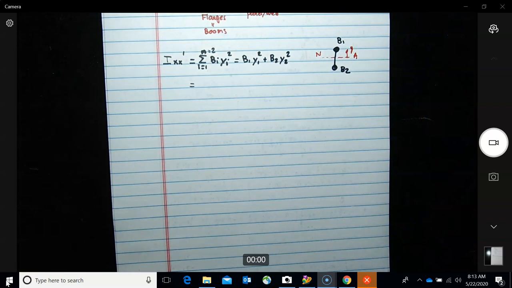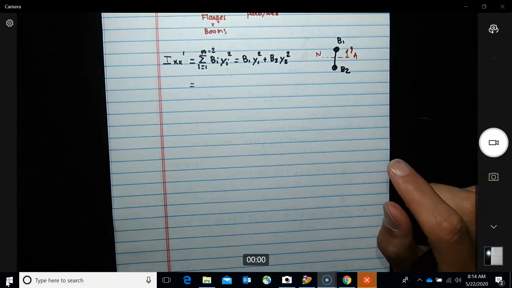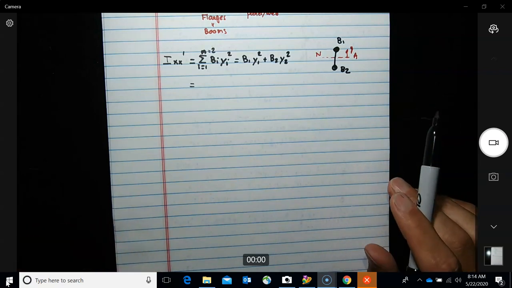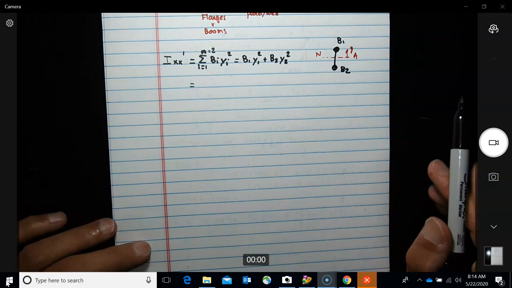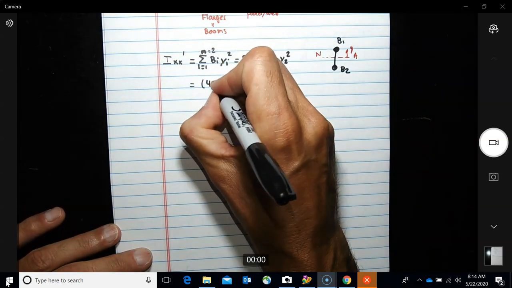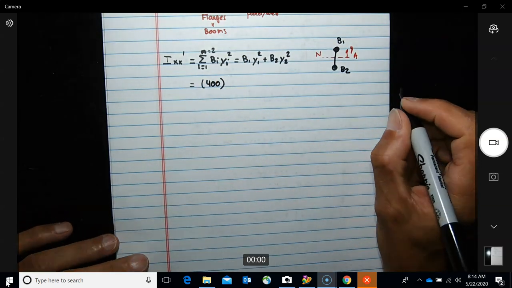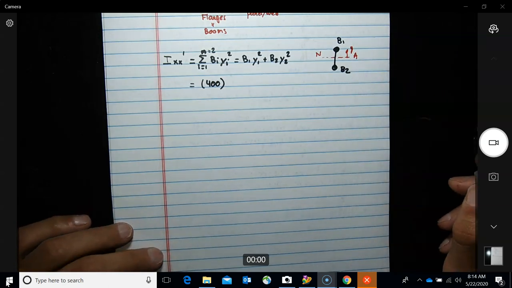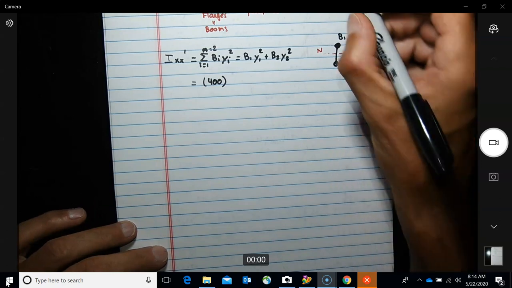Okay, so now we can go back over here. All right, and we need to be a bit careful. So let's see what we have. We're gonna have that B1 is equal to what? 400 times what? What would be y sub 1? So, all right, let me do here another figure.